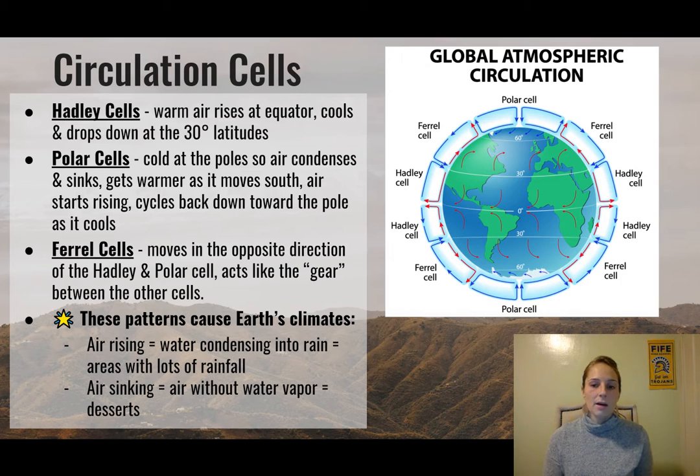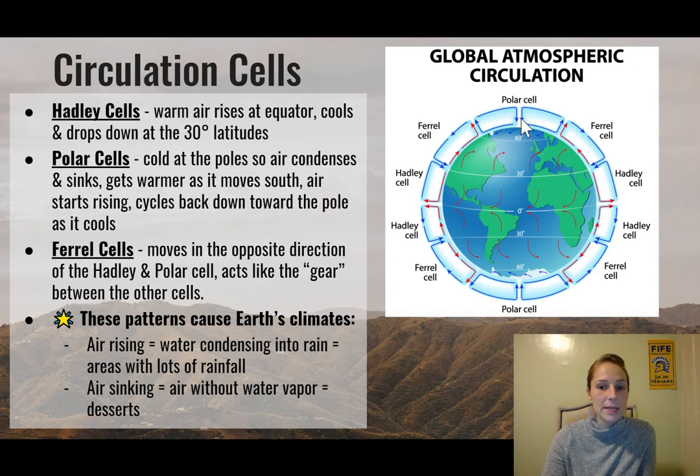So because of these properties, we end up getting 3 different types of atmospheric circulation cells, these areas where the air is circulating in a certain way. Now, the first one is called a Hadley cell, and that's what I just described in the last slides. This is where we get warm air rising at the equator, it cools, and it drops down at the 30-degree latitudes. The next one that's also based on temperature is going to be the polar cells.